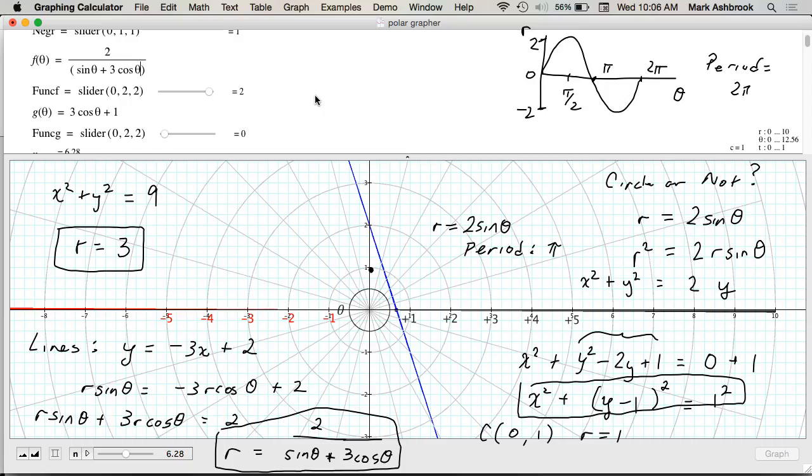I want to see how far you can get by yourself while I take some attendance. You're going to first sketch 3 cosine theta plus 1 this way, with theta on the horizontal axis and r on the vertical axis. Make sure you get that right. And then you're going to use that graph to start sketching the polar graph of 3 cosine theta plus 1. No calculators, no technology. This is all by hand.